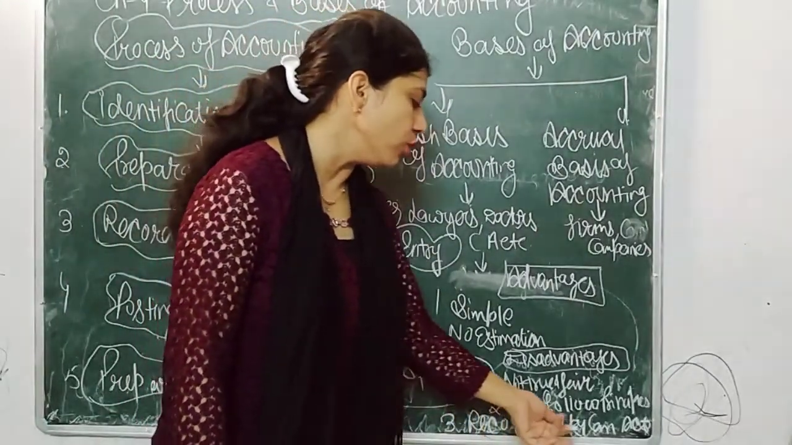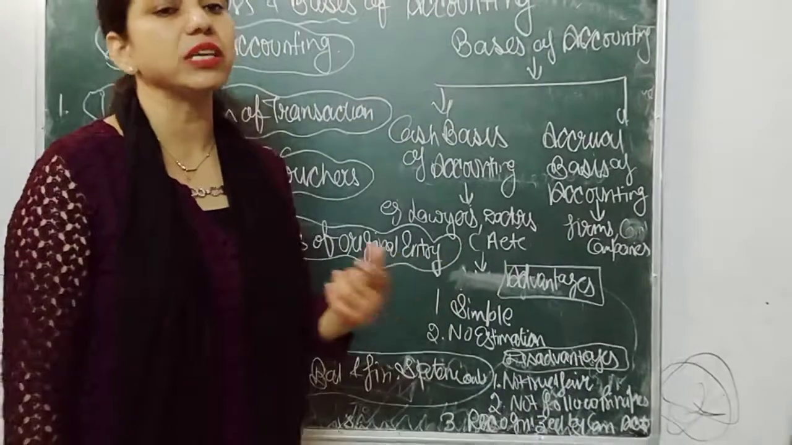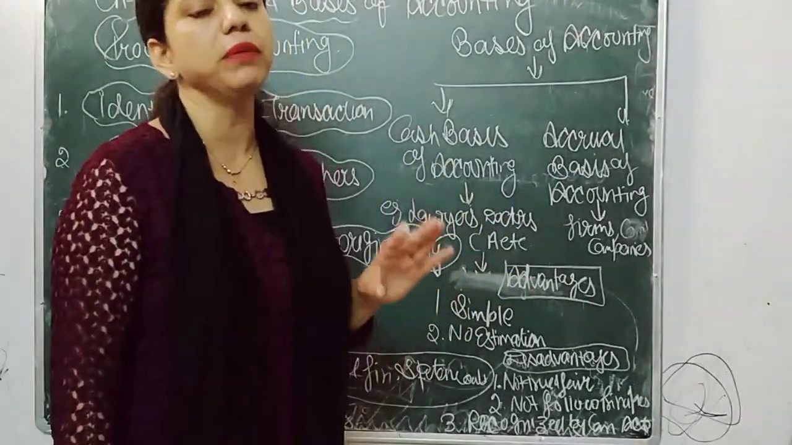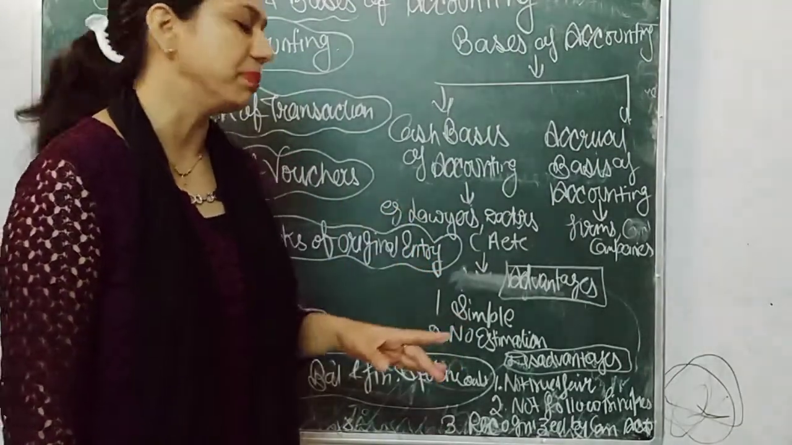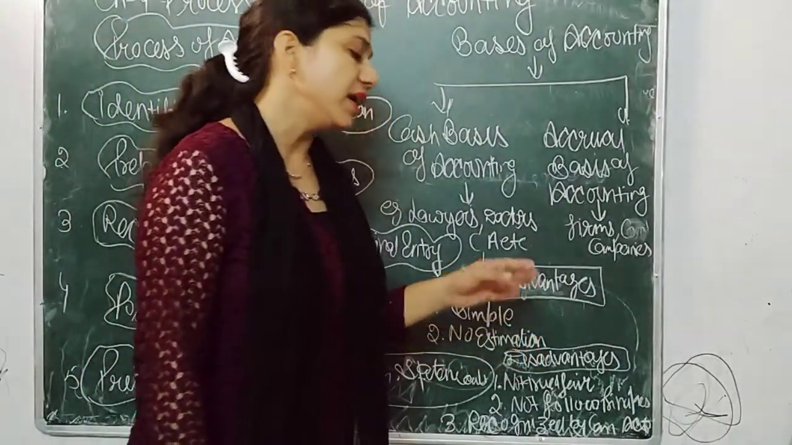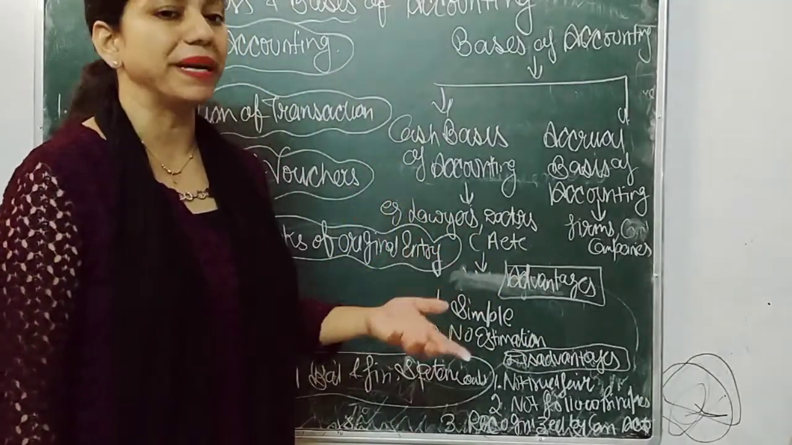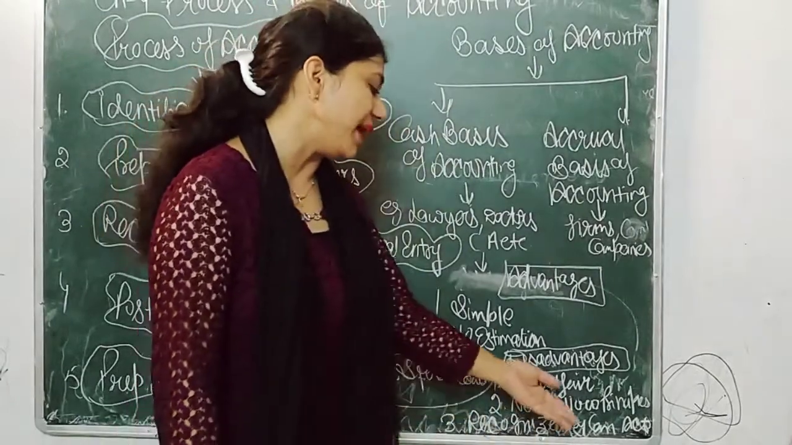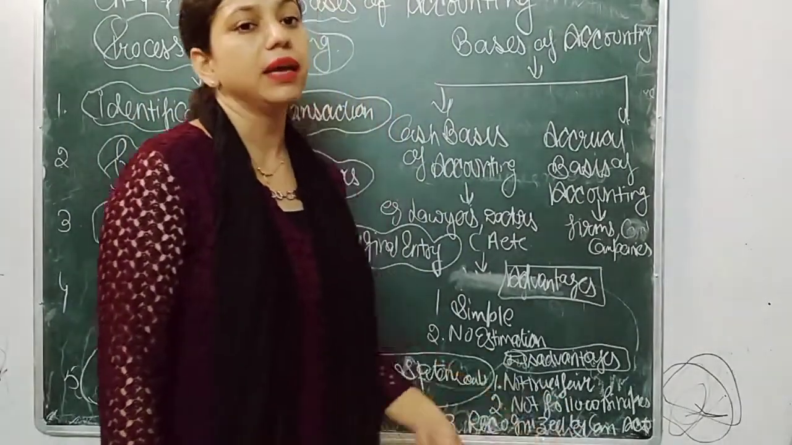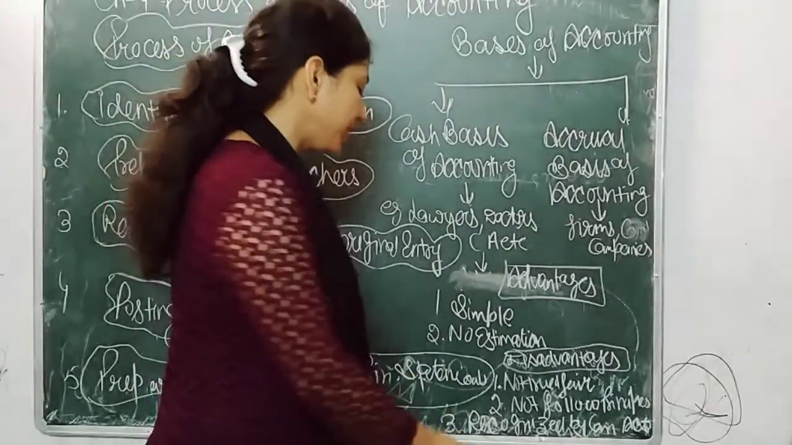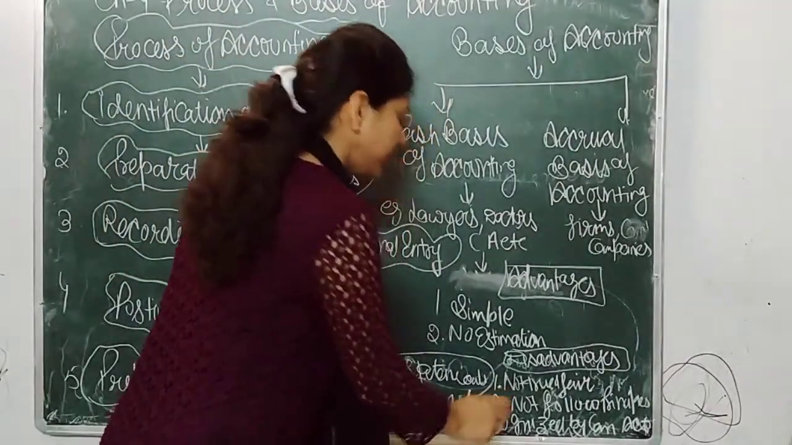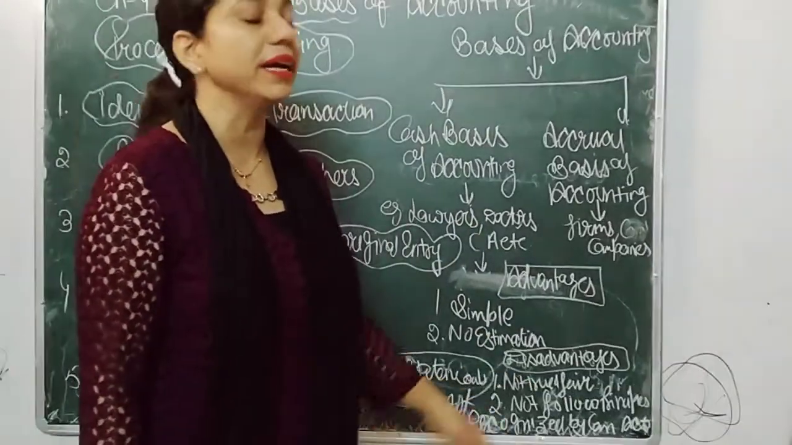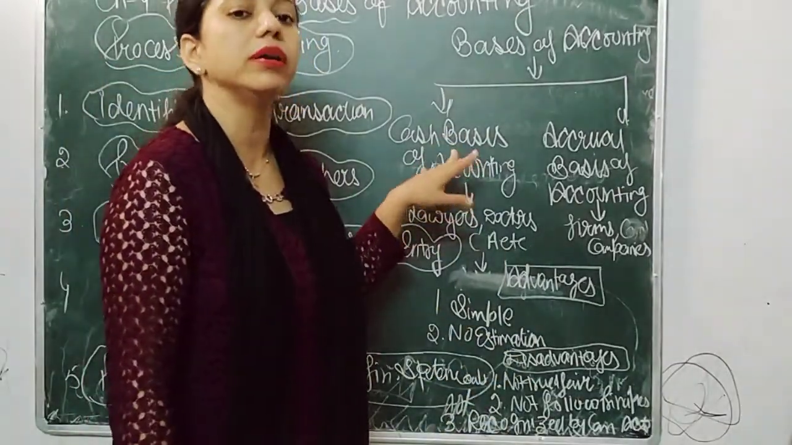Next, it does not follow the matching principle. This basis of accounting does not follow one of the main important principles of accounting, that is the matching principle. Matching principle means income should be matched with expenses. Third one is that it is not recognized by Companies Act 2013. So, according to the Taxation Authority and according to the Companies Act, this method is not suitable for accounting.